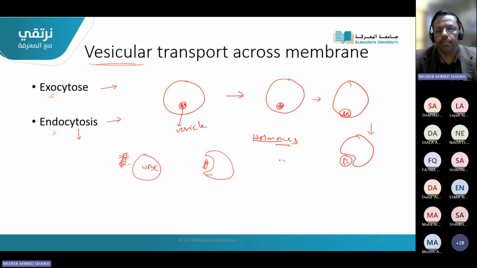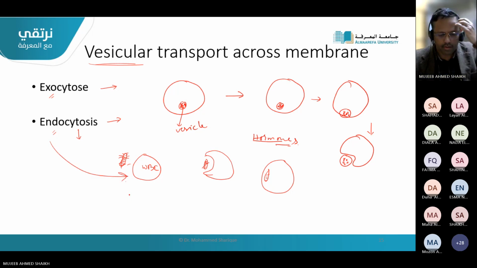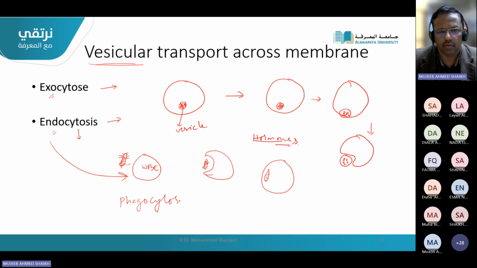And in the next step, they will take this inside. This is called endocytosis. An example is phagocytosis, where the bacteria are engulfed by the WBCs and lysed. In the next step, they will be broken down into pieces to protect our body.